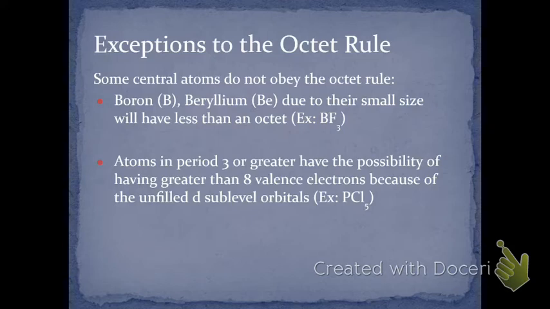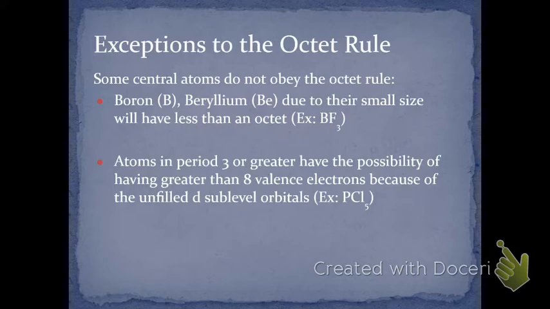Atoms in period 3 or greater actually have the possibility of having more than 8 valence electrons. Remember, in period 3 you have the s and the p, but you also have these empty d orbitals that are available. Because of these unfilled d orbitals, they can actually expand their octet. So if a central atom is in period 3 or greater, it is possible that it could have more than 8 valence electrons.